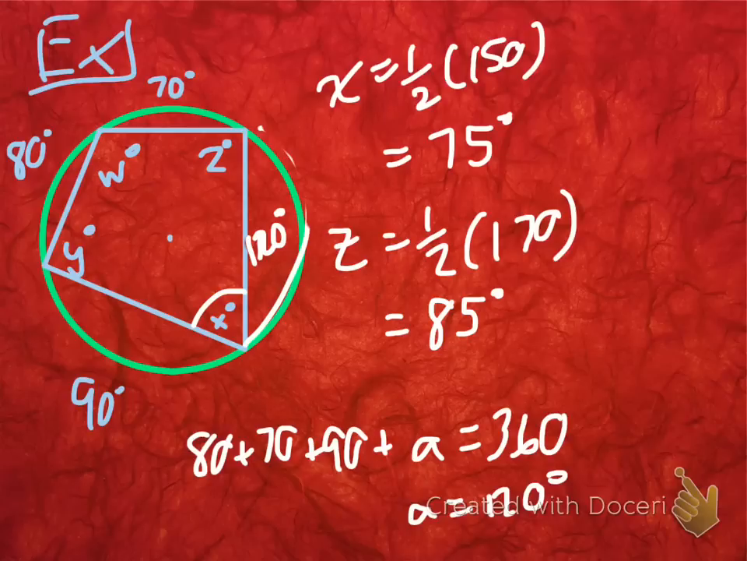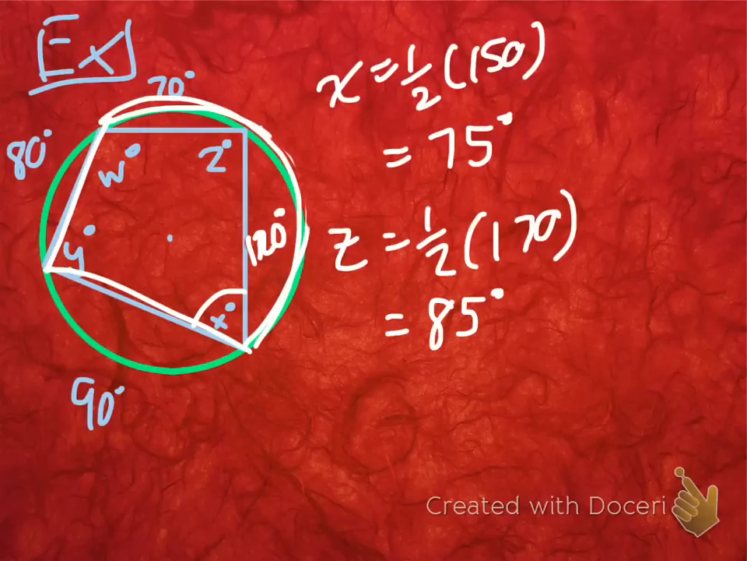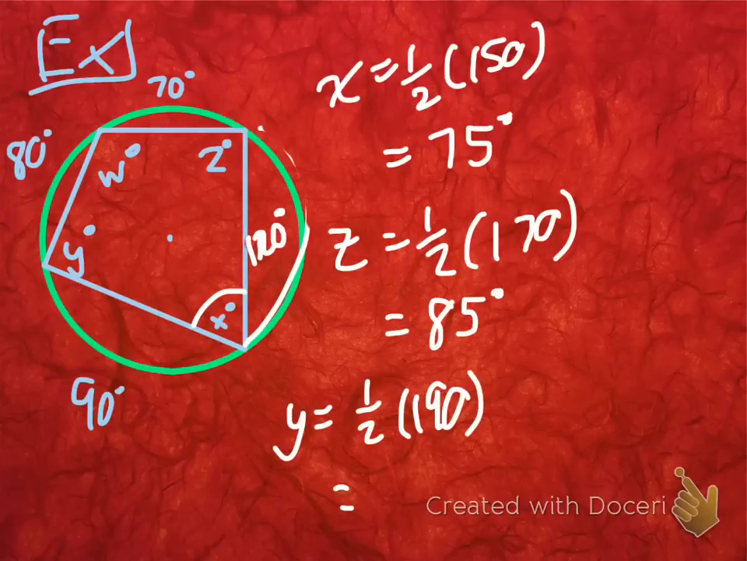So if I want to find angle Y, let me get rid of this at the bottom. It's the same concept as before. We would say that Y is half of the, again, it intercepts this whole arc here. So this whole arc here is 70 plus 120, which is 190. So we would say that Y is half of 190, which ends up being 95 degrees.